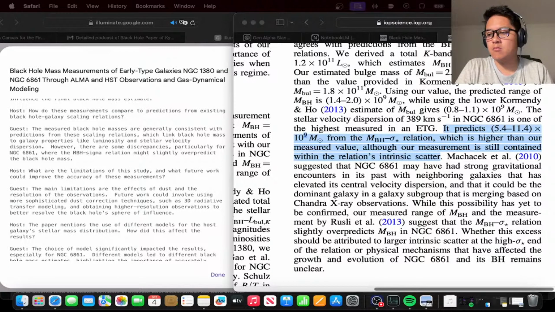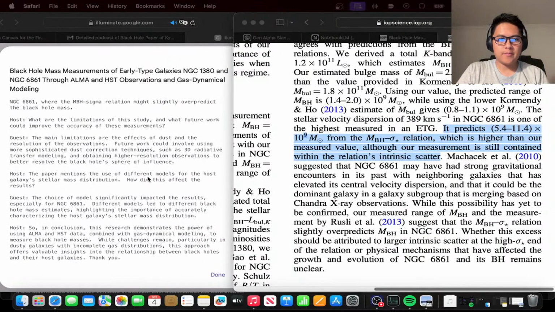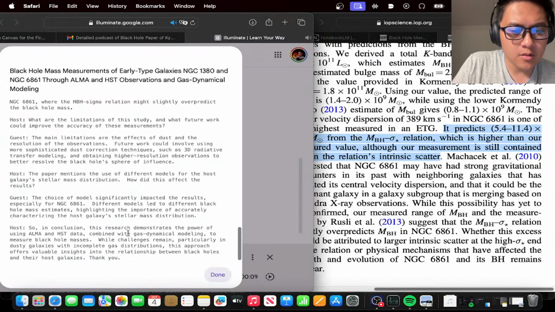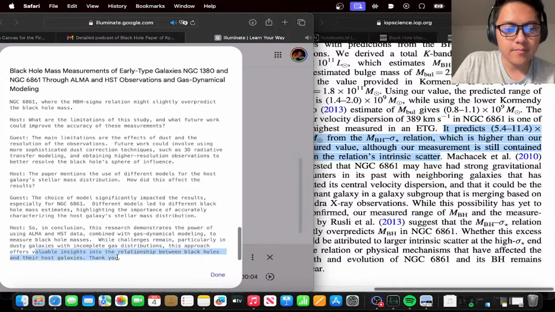So, in conclusion, this research demonstrates the power of using ALMA and HST data combined with gas dynamical modeling to measure black hole masses. While challenges remain, particularly in dusty galaxies with incomplete gas distributions, this approach offers valuable insights into the relationship between black holes and their host galaxies.